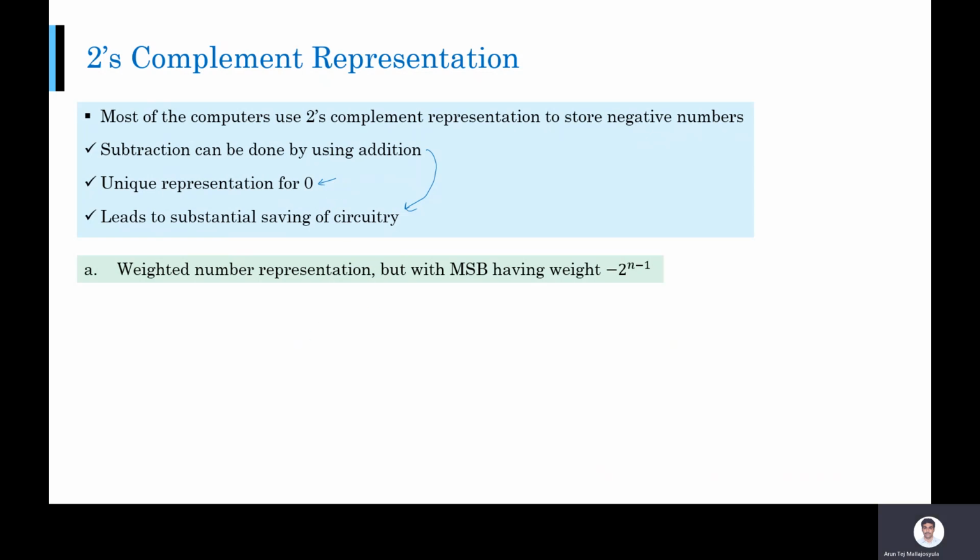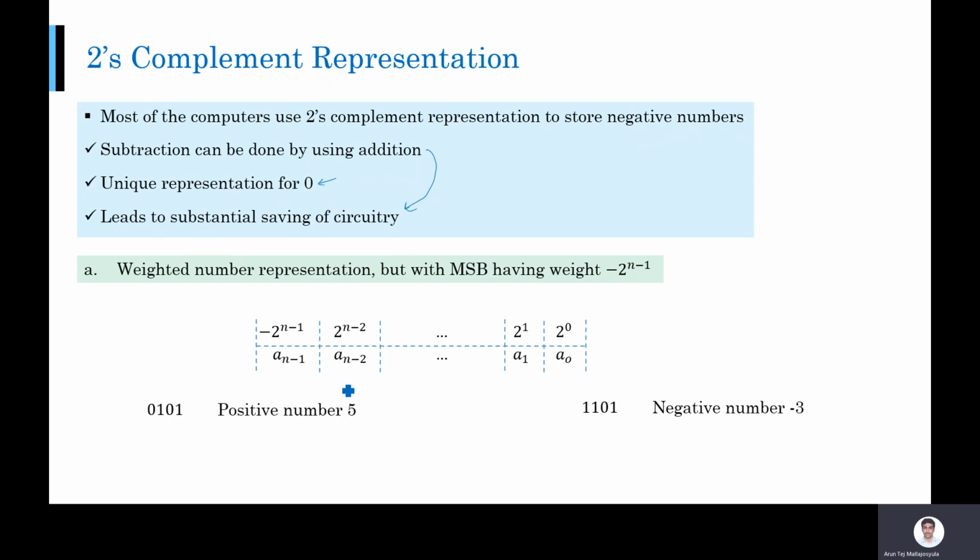Okay, so now there are a few more advantages which are not directly seen, but if you observe carefully, we can understand them if you see these points. The first point is this representation is actually a weighted number representation, but with MSB having a weight of minus 2 to the power of n minus 1. Okay, so what do I mean by this? So 0 1 0 1 is a positive number 5. We know this. 1 1 0 1, what is its value? Its value is a negative number, minus 3.